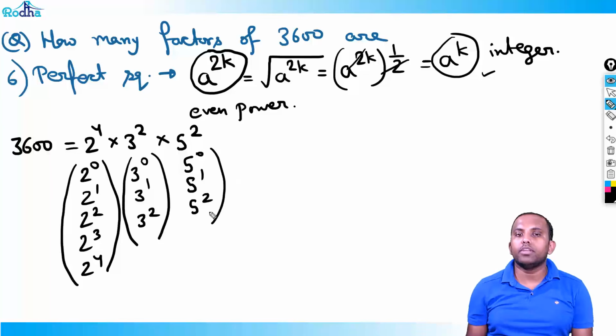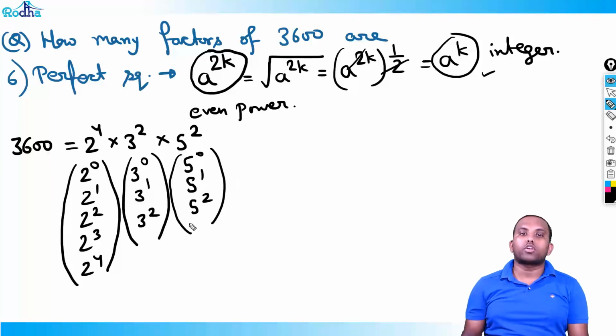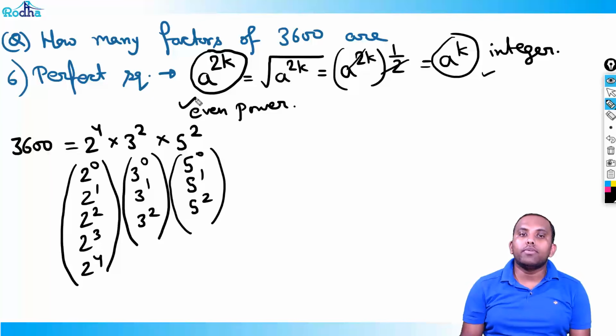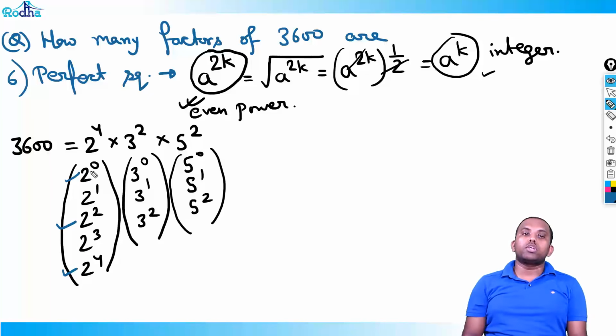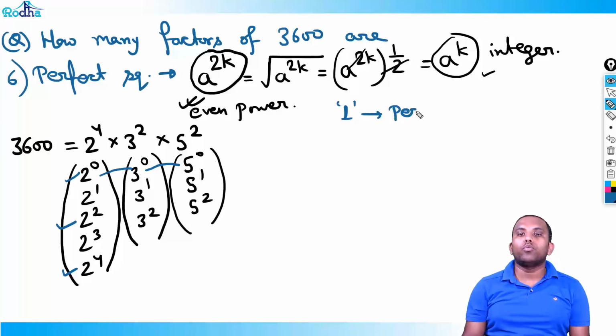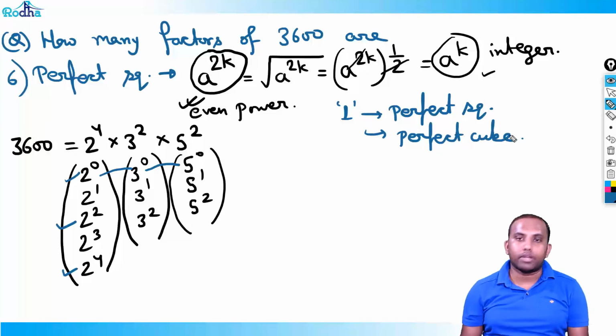Right. So first we'll discuss method 1, and then method 2 as a shortcut of it. So what is method 1? Simple. I have to pick all the numbers with even powers. From 2's bracket, I should only pick 2 raised to 0, 2 square, and 2 raised to 4. I have to pick 2 raised to 0 also, because 2 raised to 0 into 3 raised to 0 into 5 raised to 0 will give me 1, and 1 is a perfect square as well as a perfect cube.